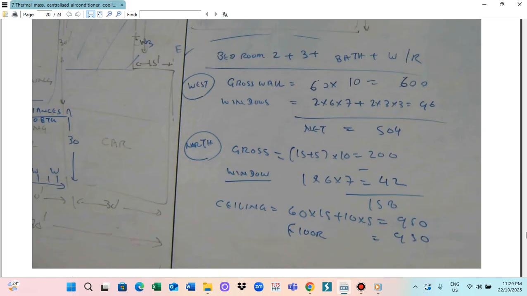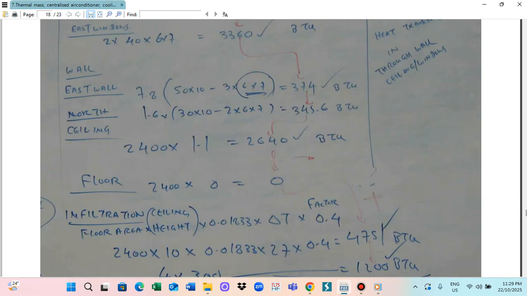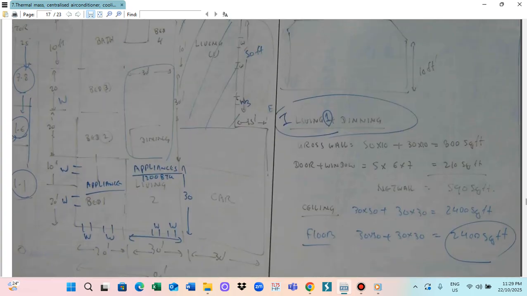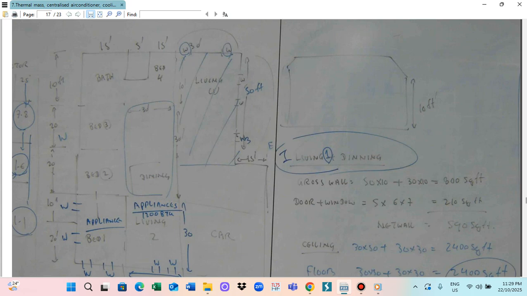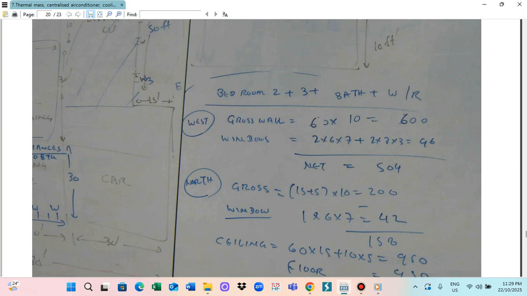Bedroom 2 plus 3 plus bedroom plus WR, we can calculate. Okay, so because of that, bedroom 2, 3, 4 is north and west. So north side and west. The reason we make the calculation for the north side and west side is that they are the same masonry, same walls and side. So this is west and the north. So everything we combine and we calculate.